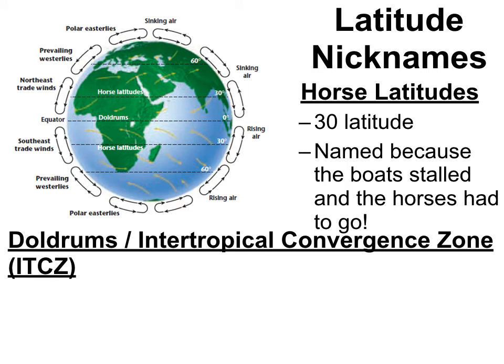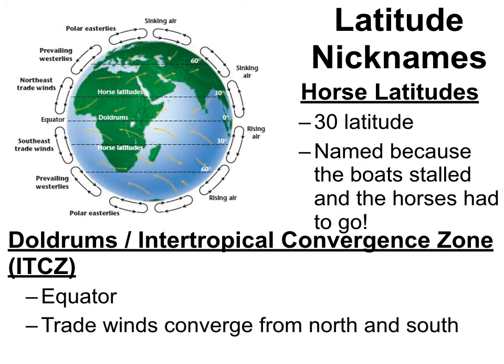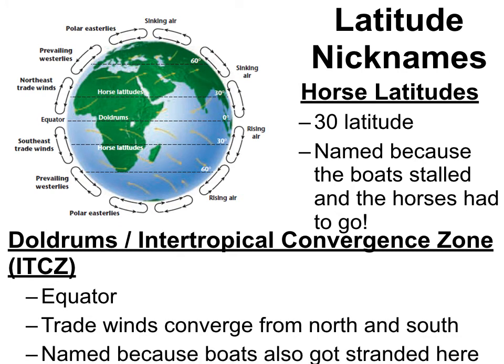And doldrums, the intertropical convergence zone, that is the zone. It is mostly near the equator, but we'll see that it's not exactly on the equator. It also keeps changing, because in summer and winter the convergence moves northwards or southwards. So it is mostly situated at the equator, and trade winds converge from north and south. It is called the doldrums because boats also got stranded here. They would not be able to move much.